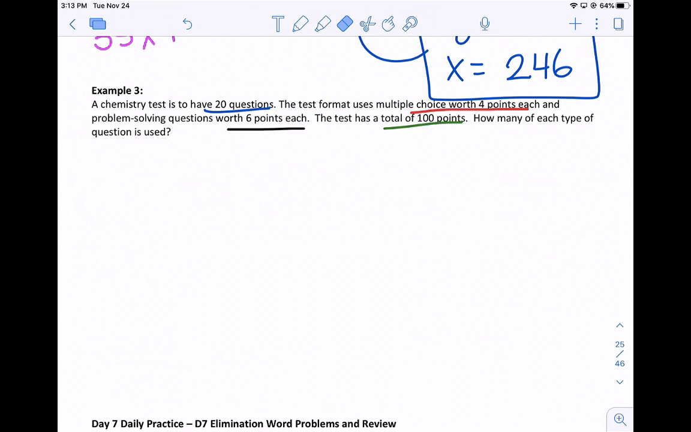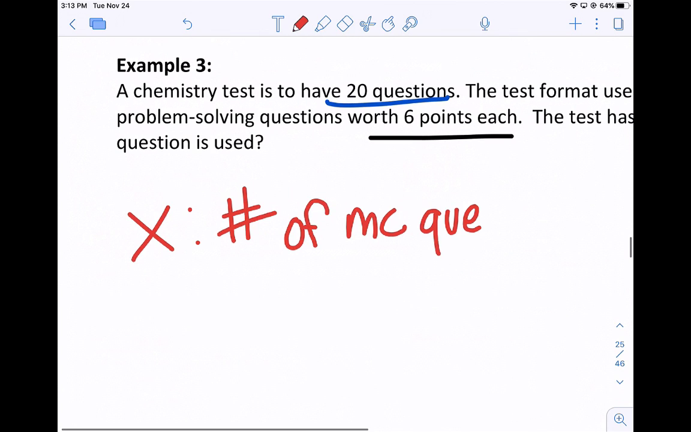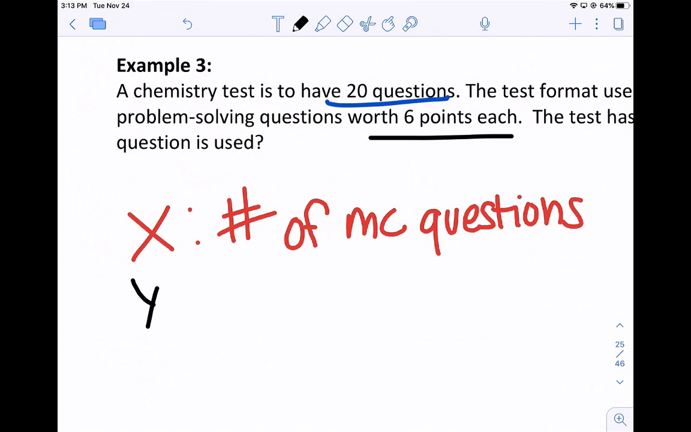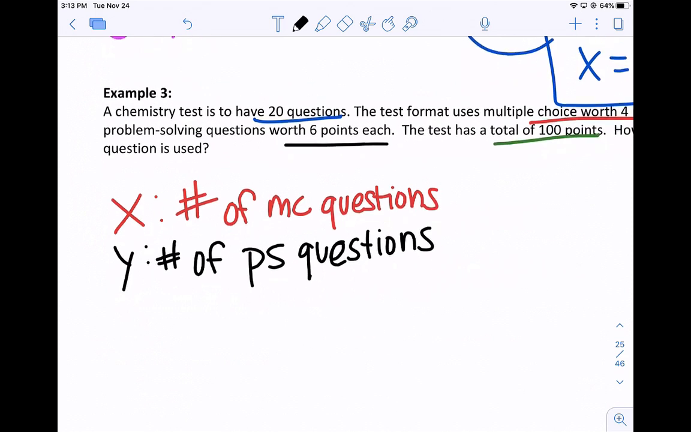All right, so first define our variables. So we have multiple choice questions. I'll just call those X. X will be number of MC, multiple choice questions. And we'll say Y is the number of problem-solving questions. I'll put PS, questions. Okay, so we have X and Y.